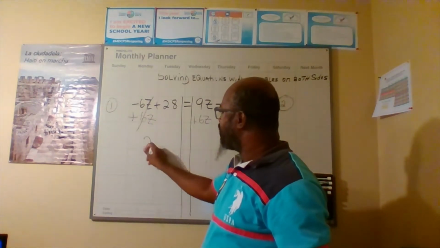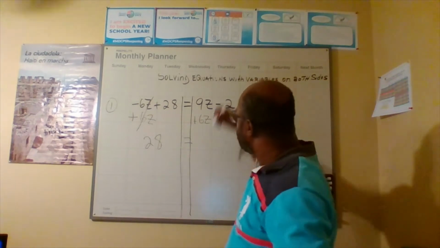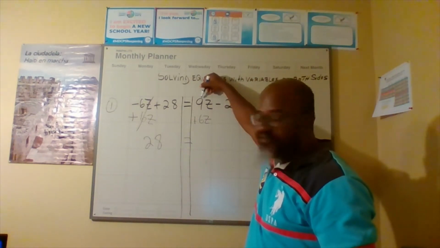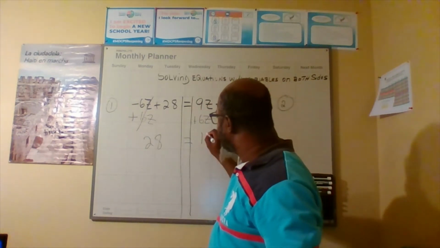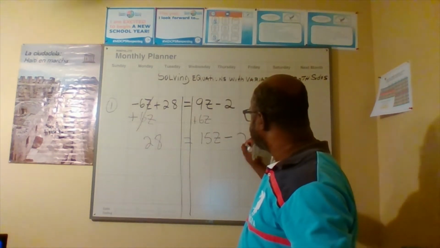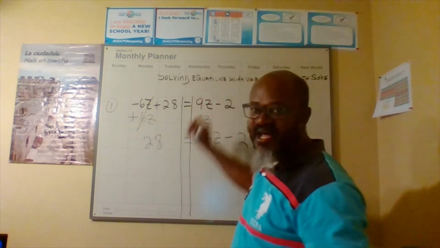You will end up with 28 equal. So I have a positive 9z since there was no sign in front of it, and a plus 6z. What I will end up with is 15z. Then you bring down the negative 2. Now I have all of my variable on one side.